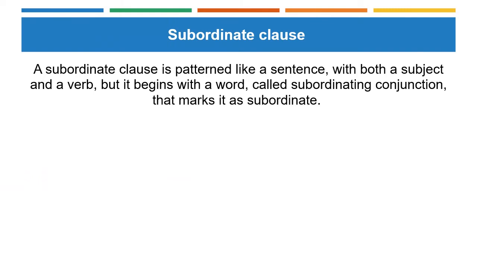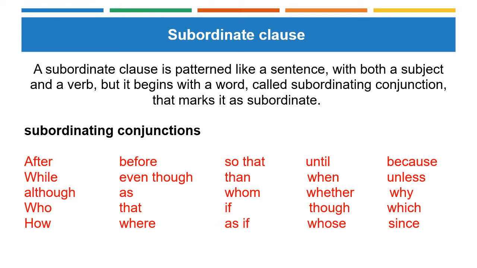Now, how do you recognize a subordinate clause? It appears just like a sentence having both subject and a verb, but we can differentiate it from the main clause because it starts with a subordinating conjunction, which shows that this clause is dependent on another one. All these words are subordinating conjunctions. You can take a screenshot and try making your own complex sentences by using them.